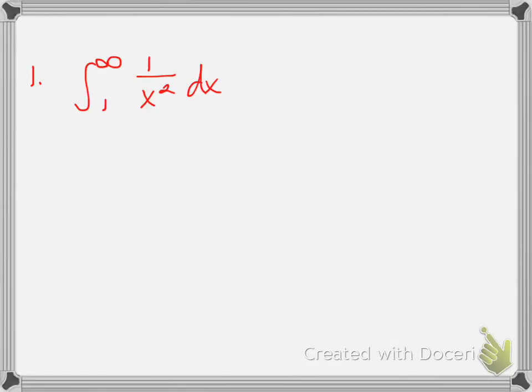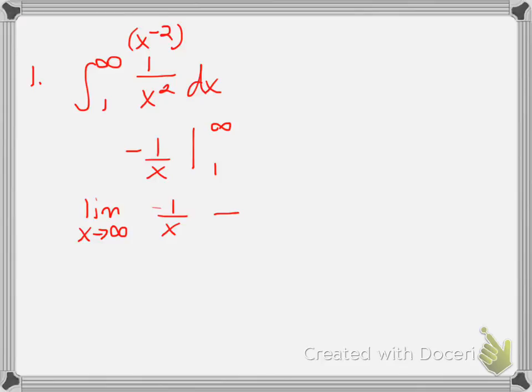So here, the very first thing I'm going to do is find the antiderivative. This is x to the negative 2, so the antiderivative would be negative 1 over x. Add 1 and divide by it. And then you want to evaluate it at 1 and infinity. Now, you're not really plugging in infinity. Technically, when you do that, you're finding the limit as x approaches infinity of negative 1 over x. And then minus, you can plug in the 1, minus negative 1 over 1, so that would be plus 1.